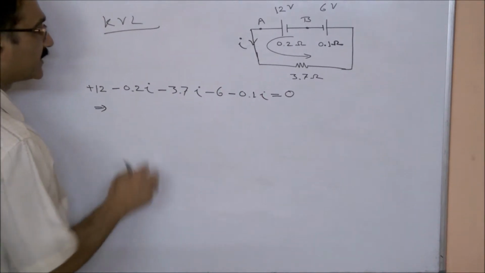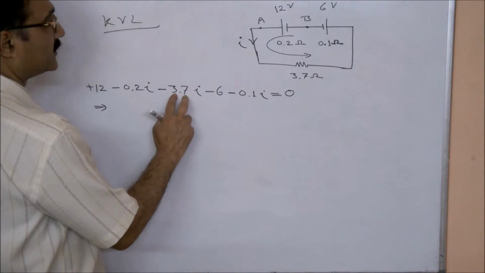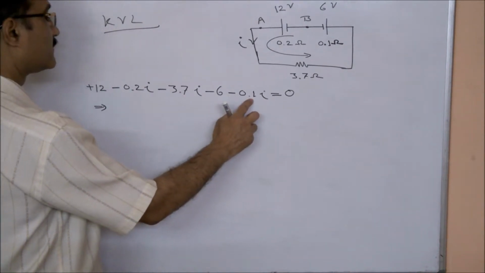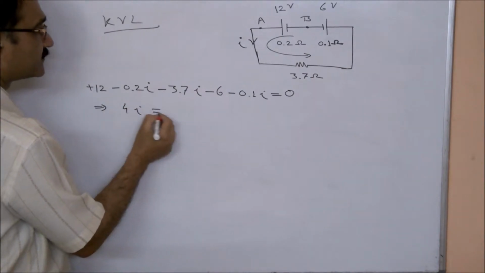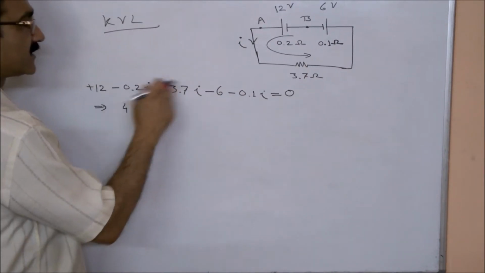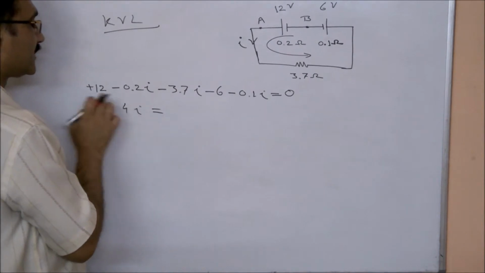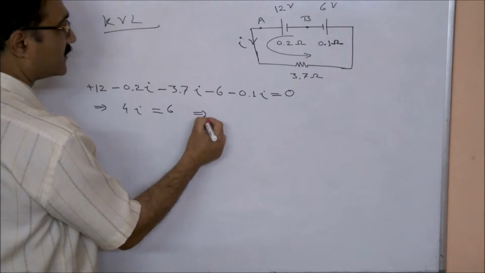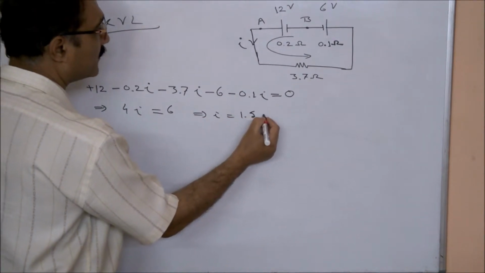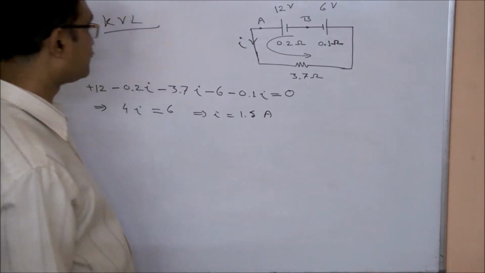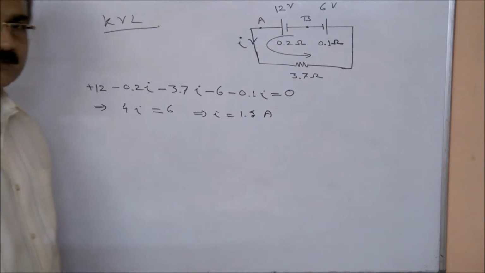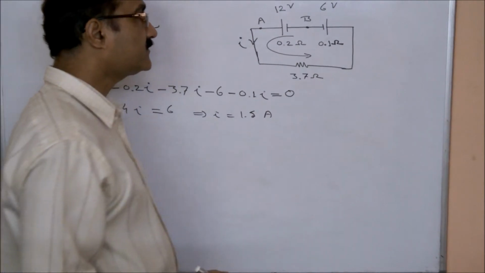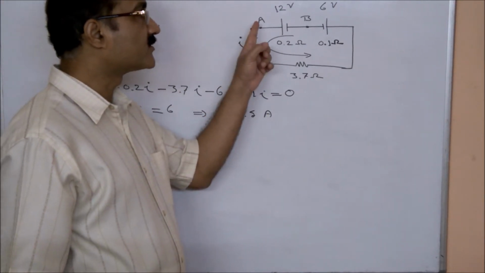Now from here we can find the value of I. So what do we get? 0.2, 3.7, so 3.9, 0.1. So this will be 4I. I have taken it to the other side but written it here. This is 12 minus 6. So this will be 6. So that means I will be equal to 1.5 ampere. Clear?